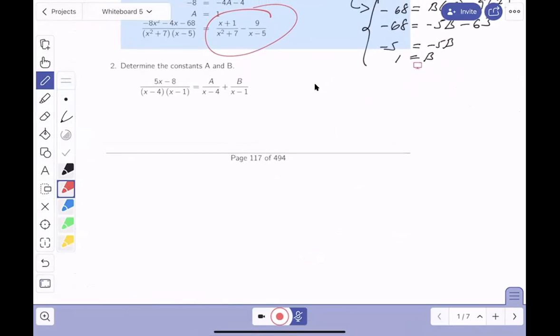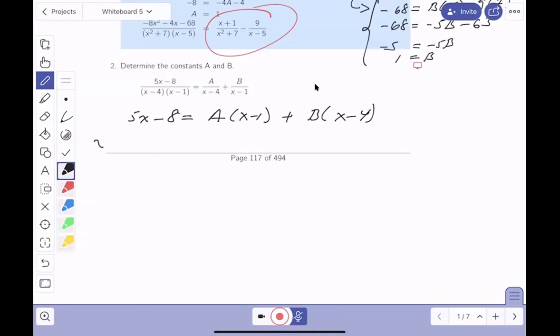And let's go through it slowly. Right. So this looks actually easier than number 1. Multiply both sides by the LCD. And what do you get? Well, you get 5x minus 8 equals a times x minus 1 plus b times x minus 4.